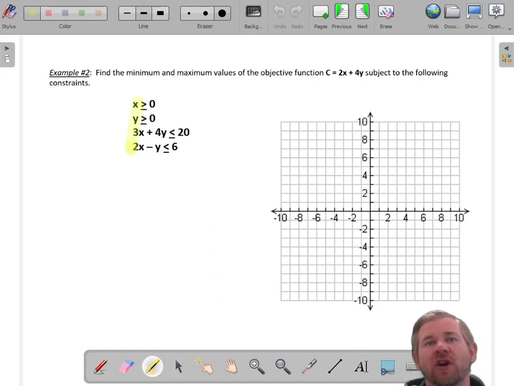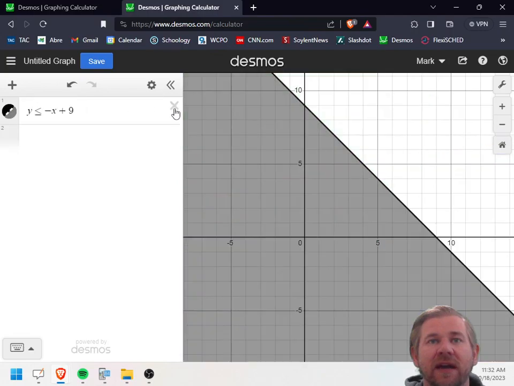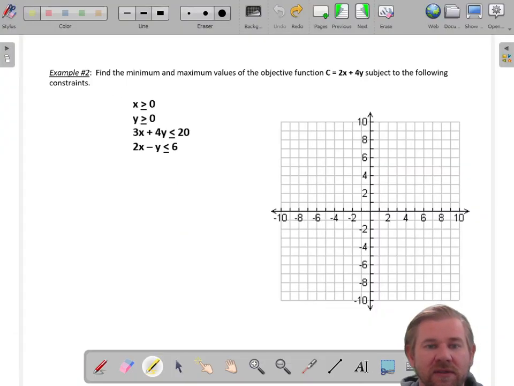First of all, these are called the constraints, and these are what we're going to graph, and this is called the objective function. You do not graph the objective function. You only use that at the end once you have the vertices. So if I have the constraints, the first thing I'm going to do is graph the constraints, and I'll do that in Desmos.